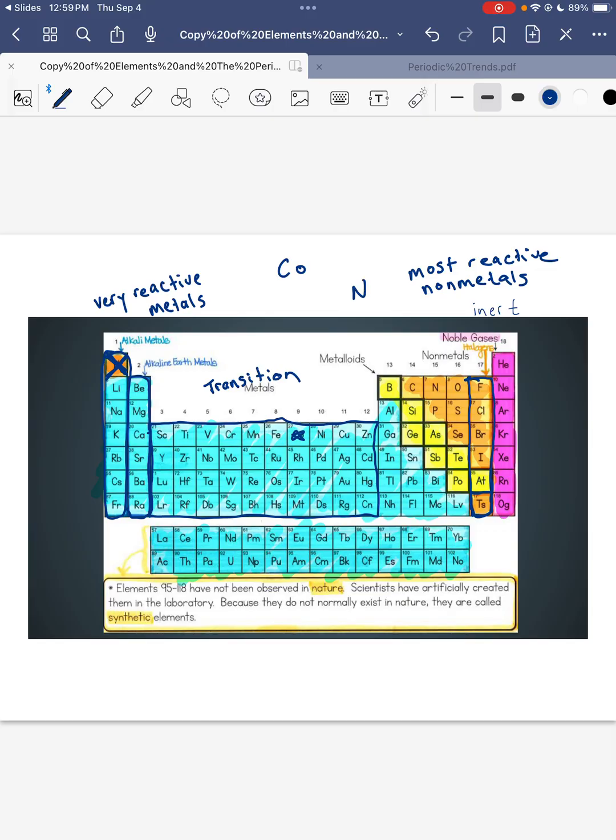If I gave you nitrogen, you could tell me that that is a nonmetal. If I gave you fluorine, you could tell me that that is a halogen and a nonmetal. So all of these are going to be important skills for you to learn. Thanks.